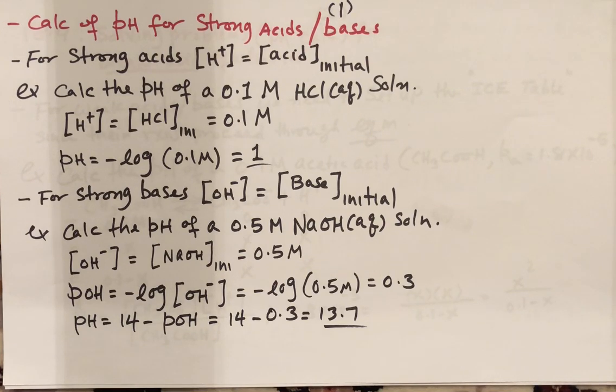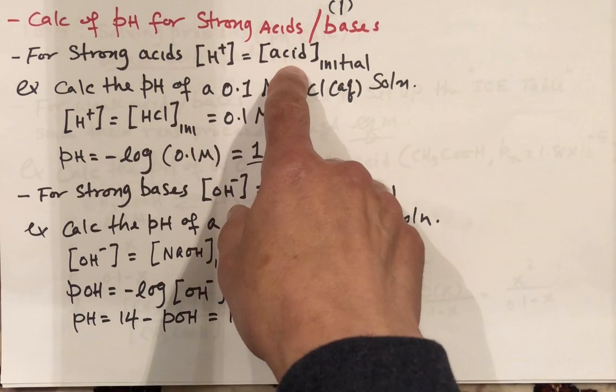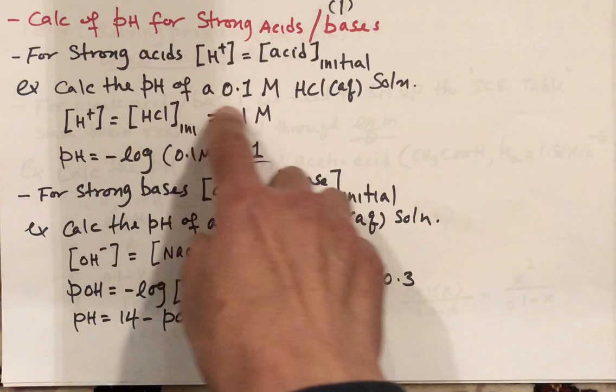For strong acids and strong bases, the calculation of pH is quite straightforward. Since we only need to know the concentration of H plus to calculate the pH, I have written down the formula for the strong acid and strong base concentration of H plus and OH minus here. So for a strong acid, the concentration of H plus is the same as the initial concentration of the acid. And what I mean by that is illustrated in this example here.